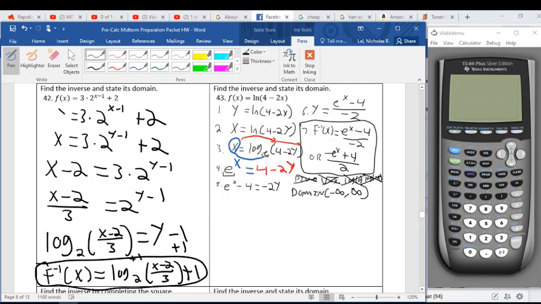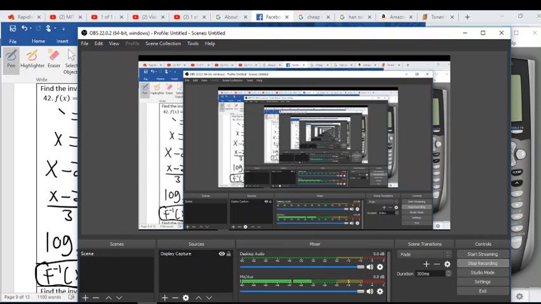Okay, that's 42. All right, and I'll continue inverses next.